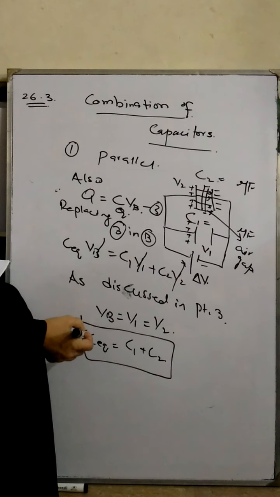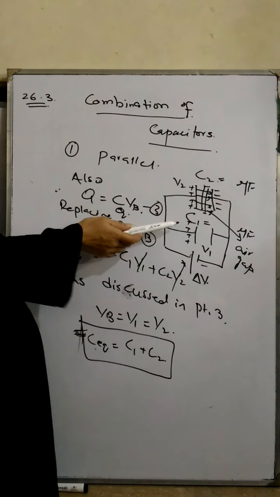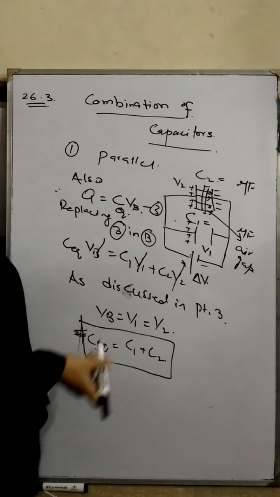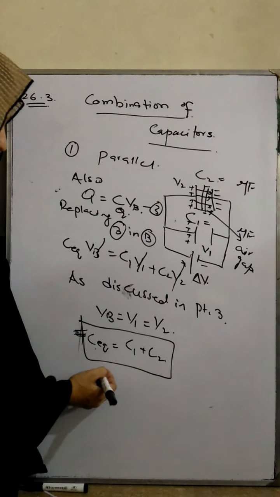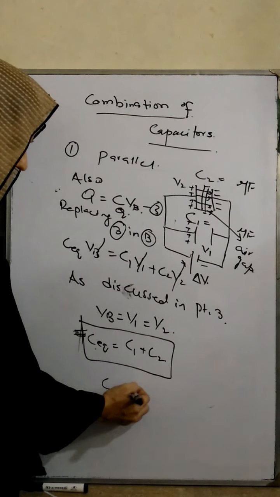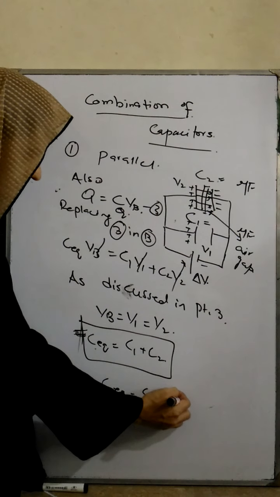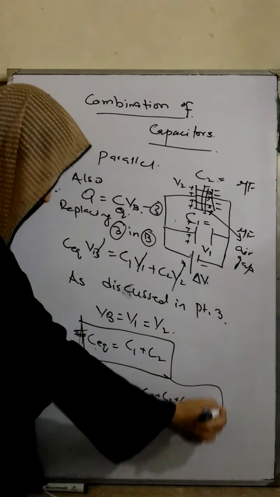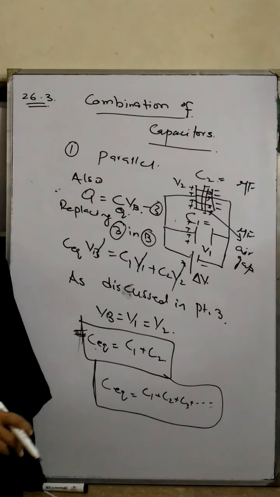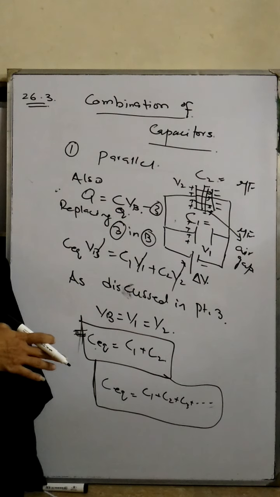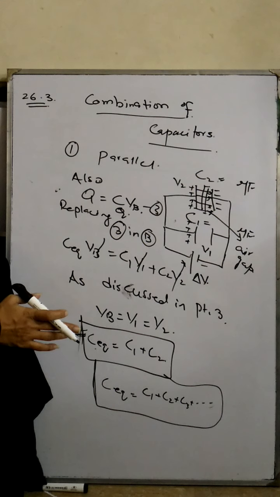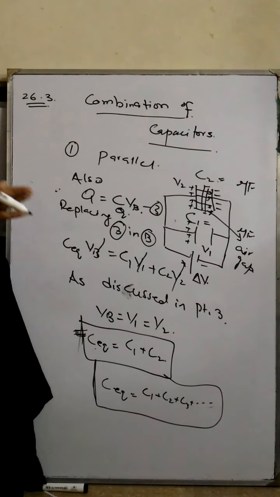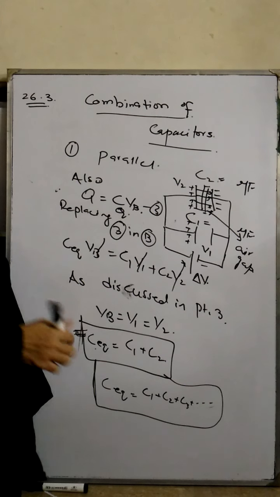I can write it as a generalized equation to calculate the equivalent capacitance for parallel combination. So if I have more than two capacitors in a circuit, I may write CEQ is equal to C1 plus C2 plus C3 and so on. So this is the generalized form to find the equivalent capacitance within a circuit where the capacitors are connected in parallel.